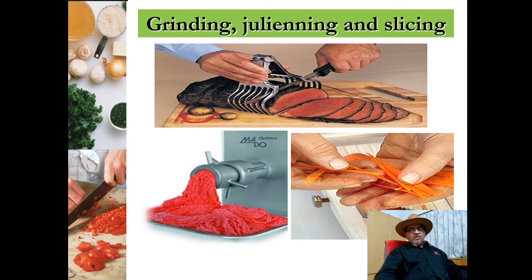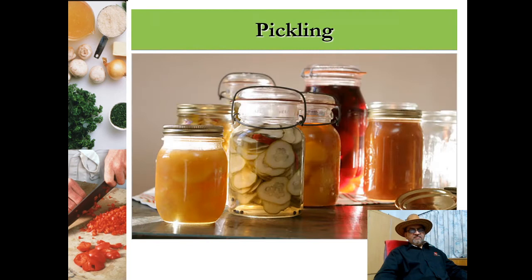This is another cold method of cooking foods: grinding, julienning, and slicing. Pickling is preserving foods in salt and vinegar. So here you can see several jars in which foods are immersed in salted vinegar. It is used as a pickle along with food throughout the year.